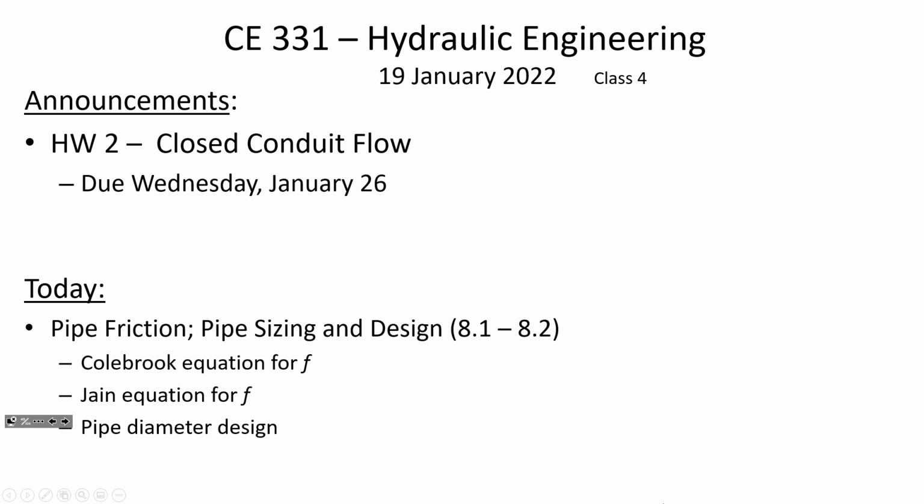So today's material is sections 1 and 2 out of Chapter 8. We're going to learn about some ways to determine F value besides using the Moody diagram. I'm going to teach you about the Colebrook equation, the Jain equation, and then apply all of that into a process that we can use to size required pipe diameter. Any questions before we get started?